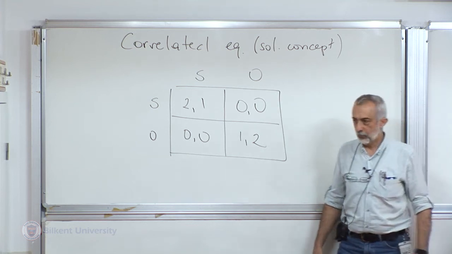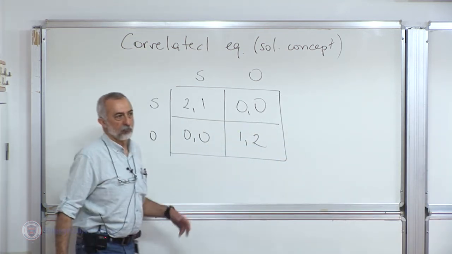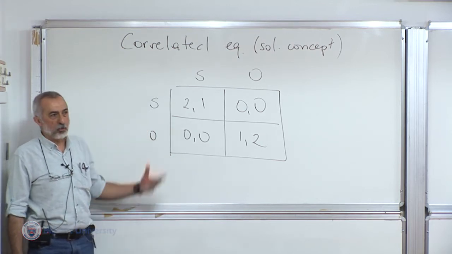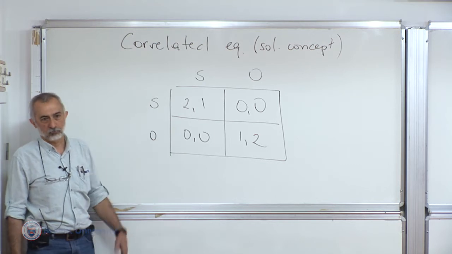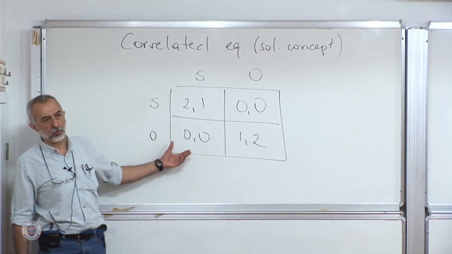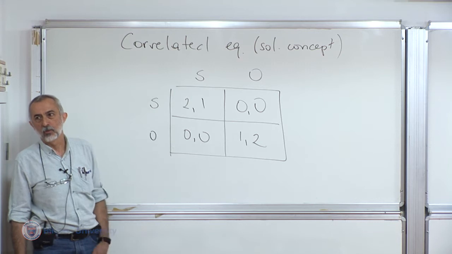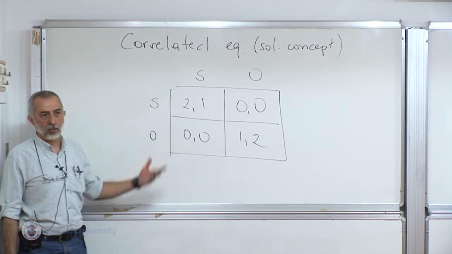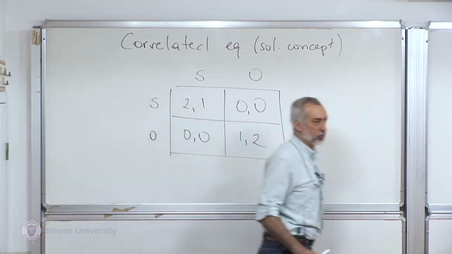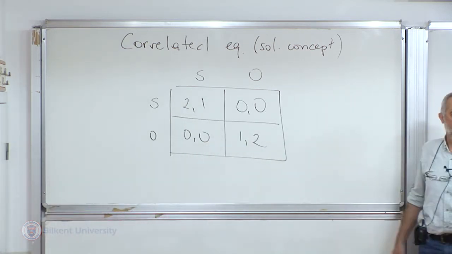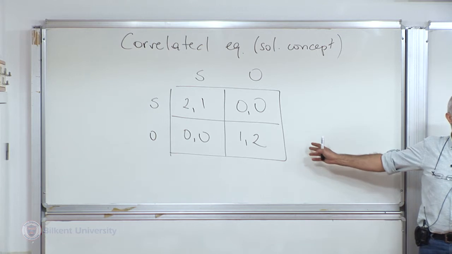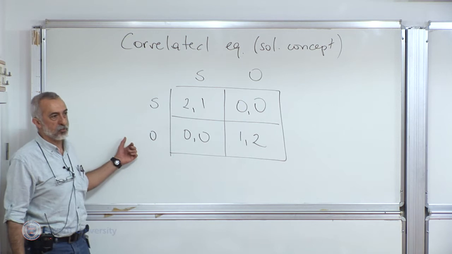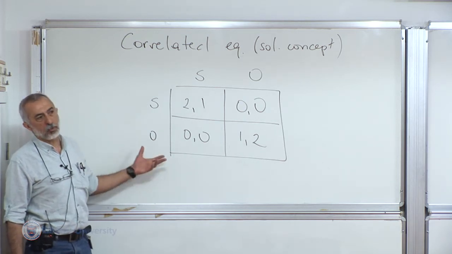Okay? So that would require some communication before the game starts. We don't allow for, well, they can make binding agreements, but then the game will change. So we will assume that they will not be able to sign binding contracts. So by choosing a common random device, can they do any better?